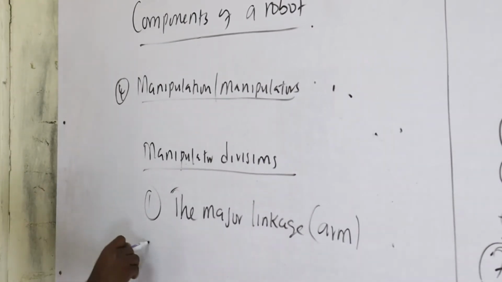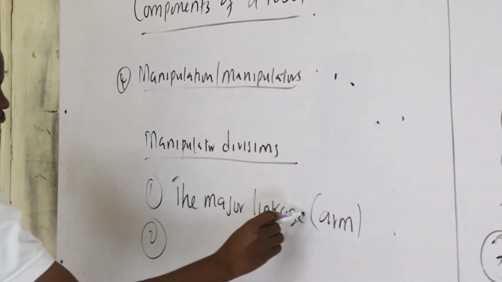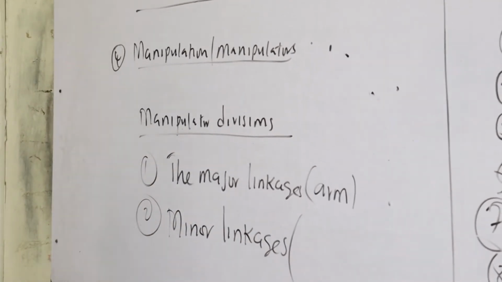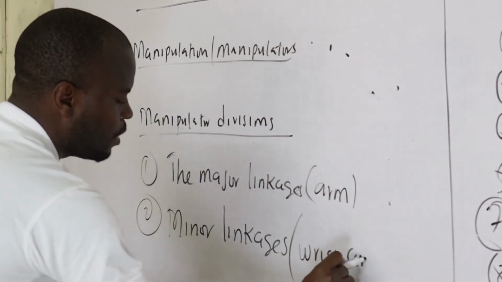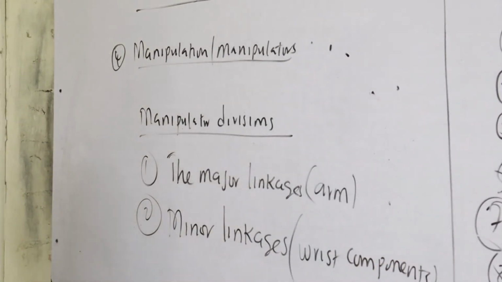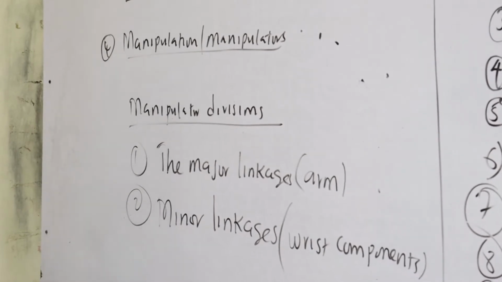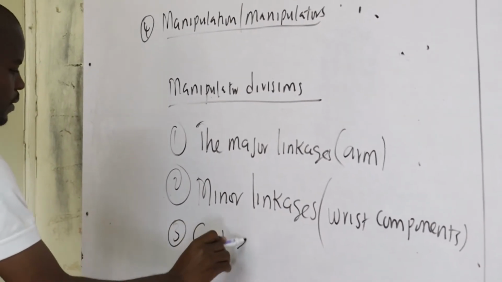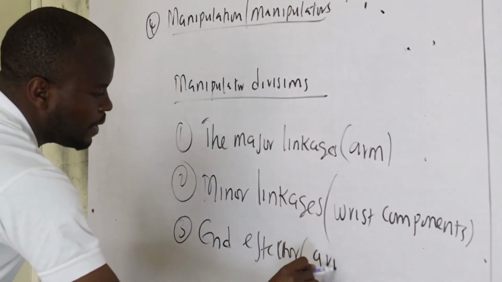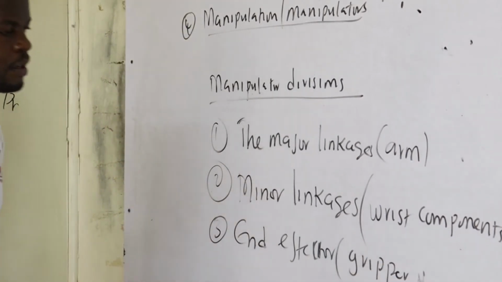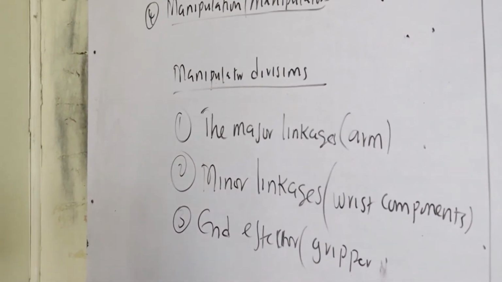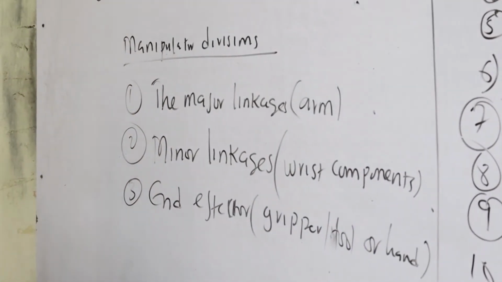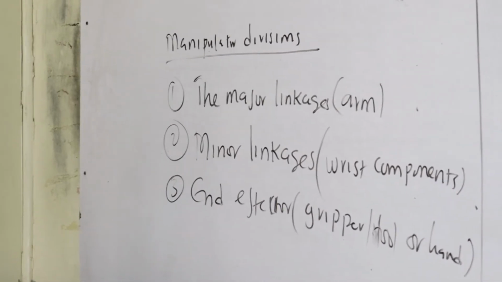We also have the second one, which is the minor linkages, and this is what we usually refer to as the wrist components. Then we can also have what we call the end effector, which is the gripper, tool, or hand. So those are the three major divisions of what the manipulators have.